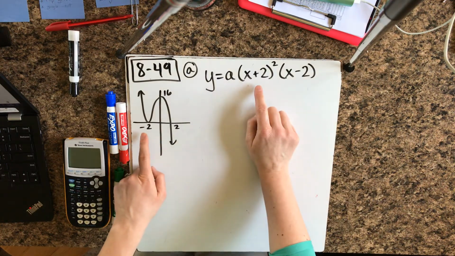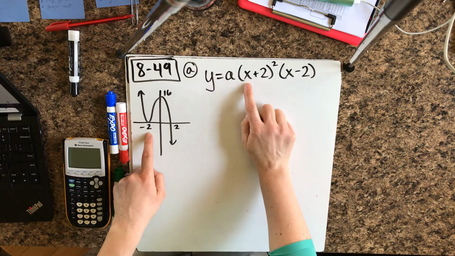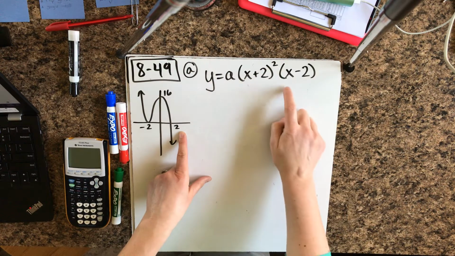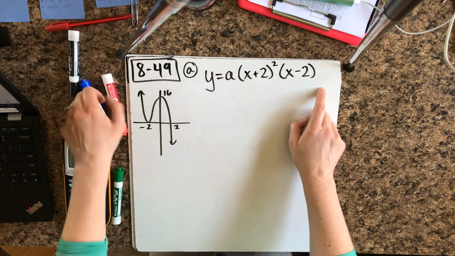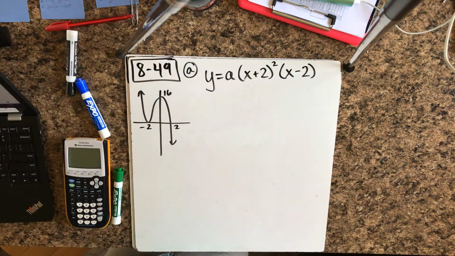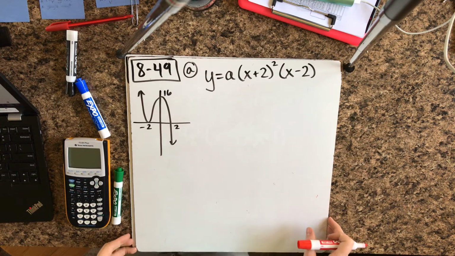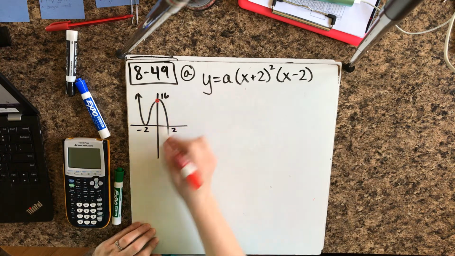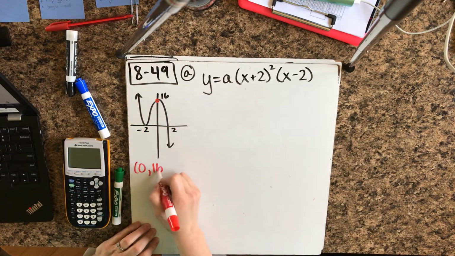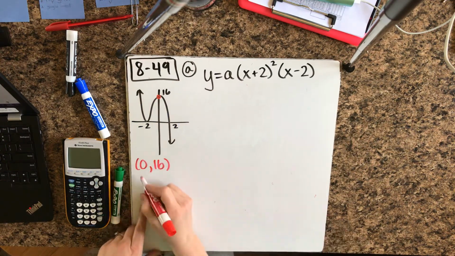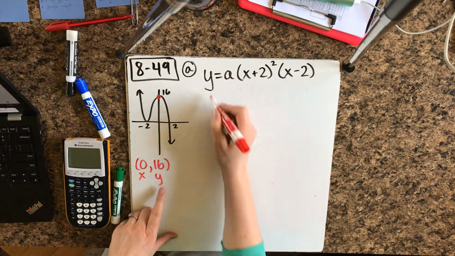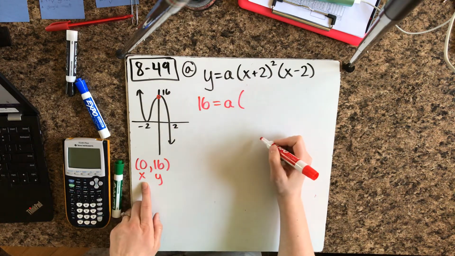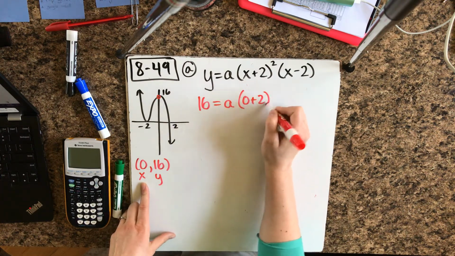Okay, this equation bounces at -2, so I put x plus 2 squared. Squared is for the bounce. It goes through a positive 2, so x minus 2 is my last factor. The ordered pair that they give me in 49A is the y-intercept, and of course, that is 0, 16. Don't flip-flop those. Don't put 16, 0. This is x. This is y. So my y value, 16, is equal to a, and I'm plugging 0 in for x every time I see an x.